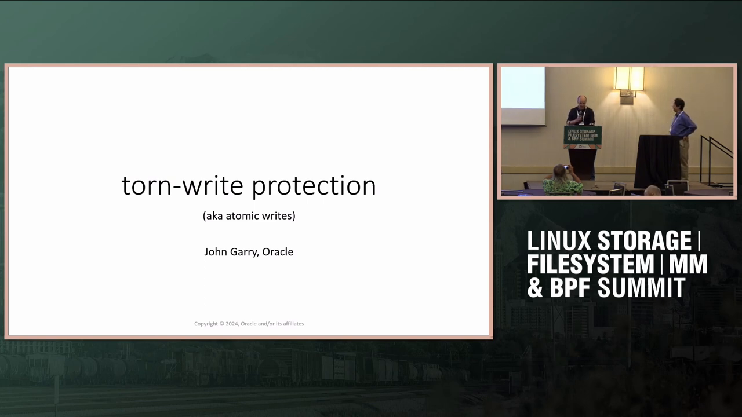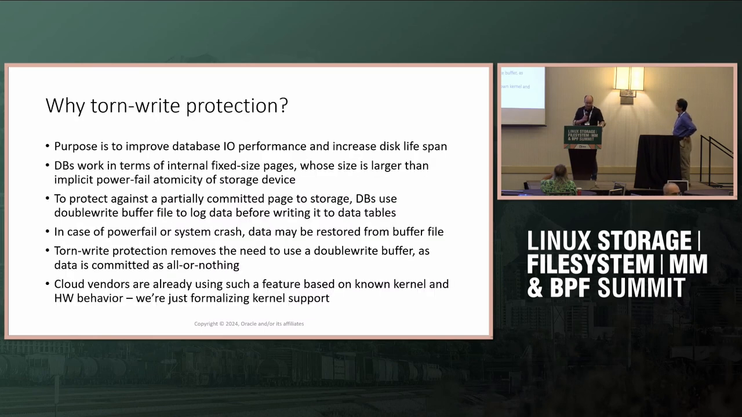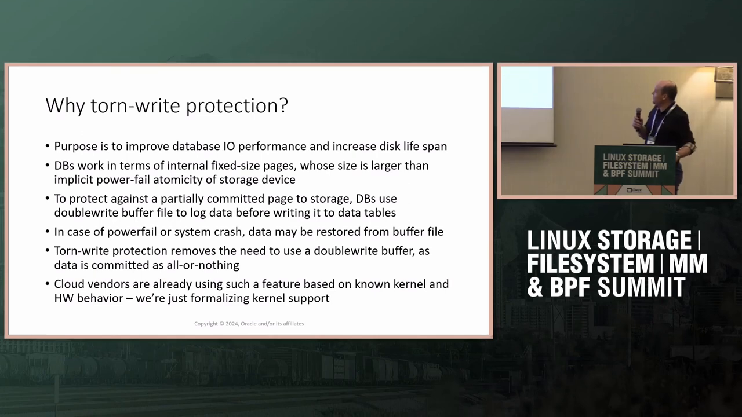So, yeah, as I said, I'm just going to give a primer on the torn write protection that we're currently proposing for the kernel. So the question is, first, the purpose of torn write protection, generally to increase database I/O performance and increase disk lifespan. So databases generally use a fixed size page, generally something like 8 or 16K, which is generally larger than the implicit atomicity of the storage device.